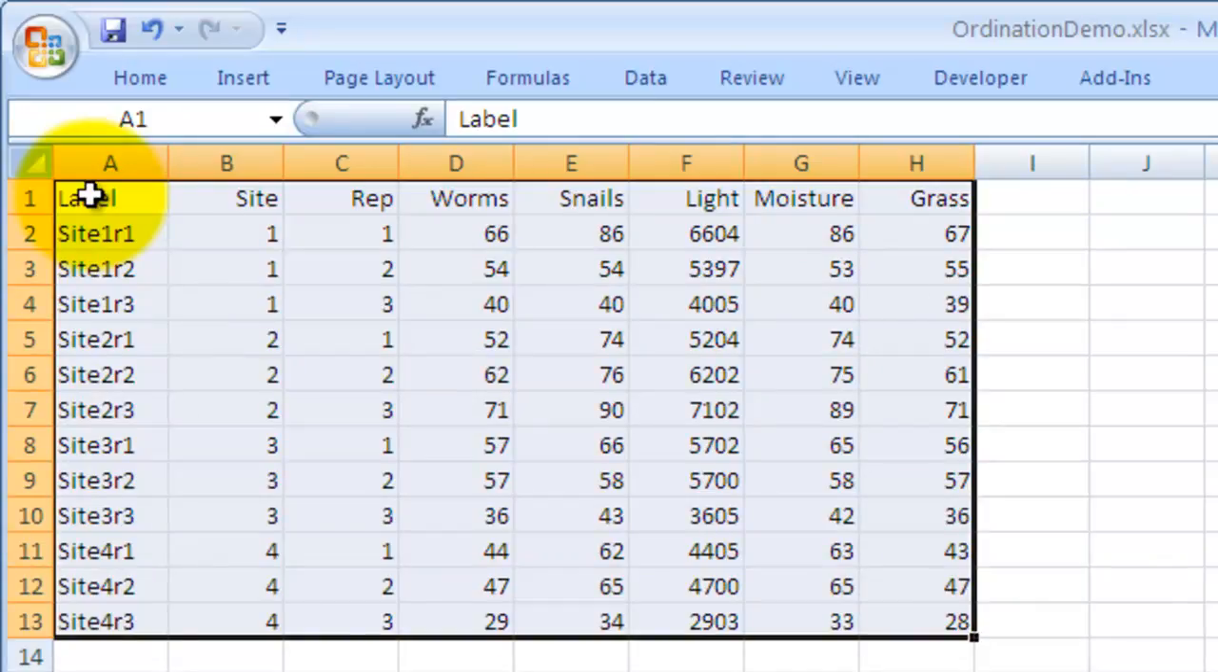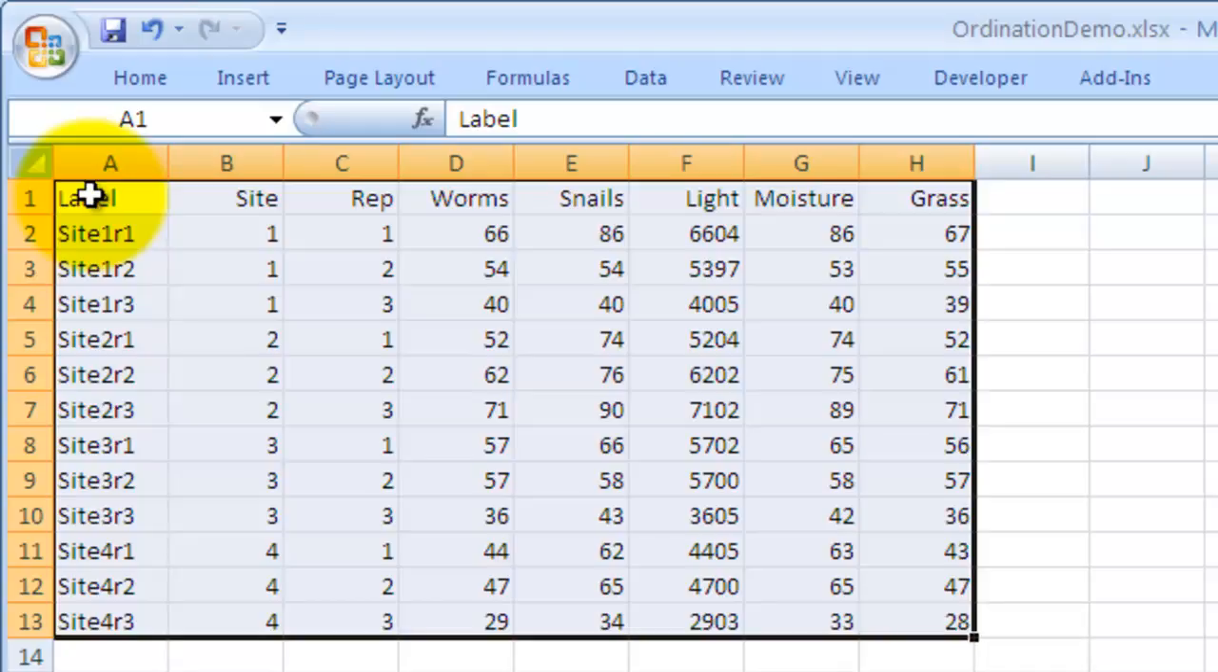So here we've got a set of 12 samples, 3 replicates at each of 4 sites where we're looking at the ground. And I have counted the worms in the soil and the number of snails. And given the counts there, 66 and 86, these must be fairly large plots. I've also recorded 3 environmental variables: the amount of light, the soil moisture content, and the percentage cover of grass.